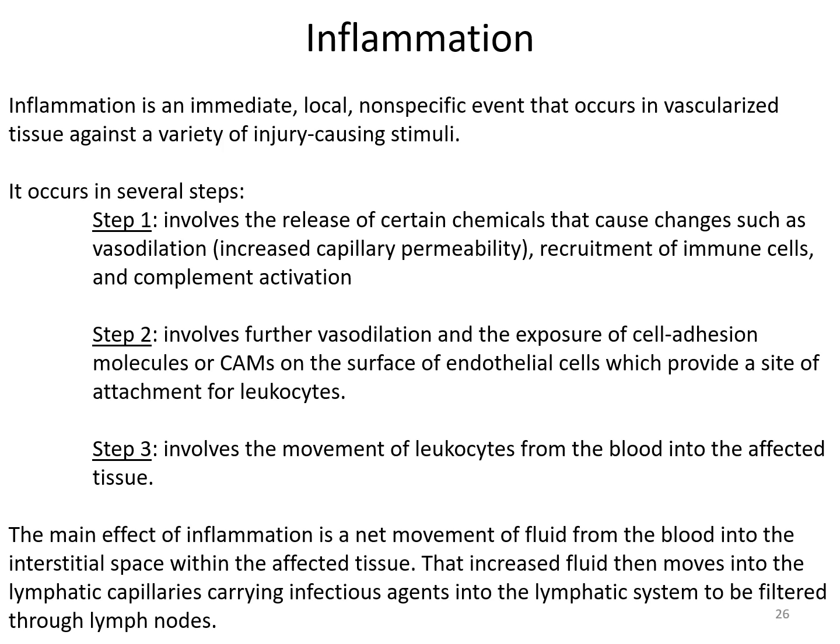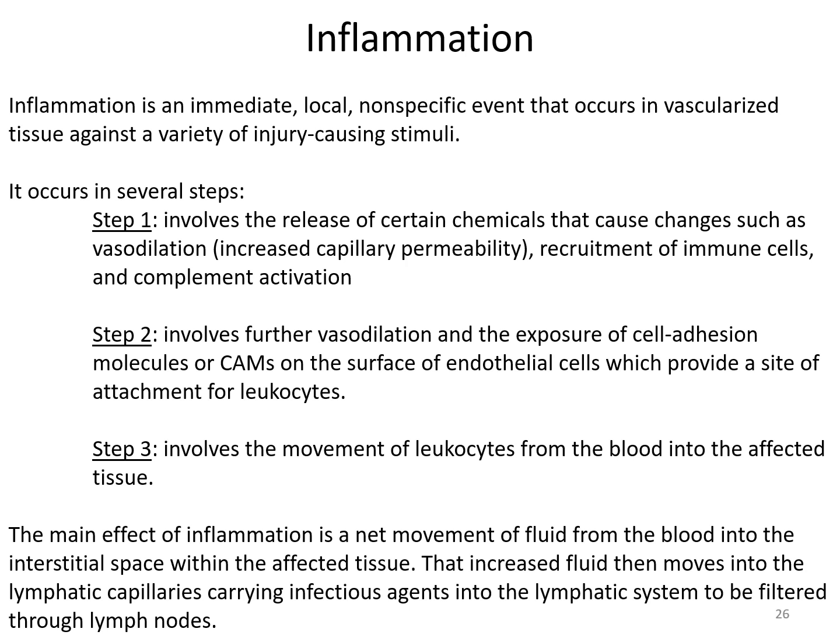So far we've talked about our first line of defense in the innate immune system, which was keeping things out. And then our second line of defense involved cellular defenses, we've talked about those, chemical defenses, we talked about those, and then the last one was physiological responses, so inflammation and fever, which is what we're getting to now. So inflammation is an immediate, local, non-specific event that happens in vascularized tissue, so tissue that has blood vessels, against a variety of different stimuli.